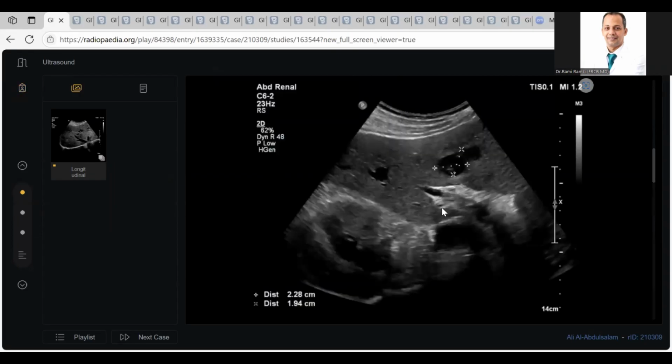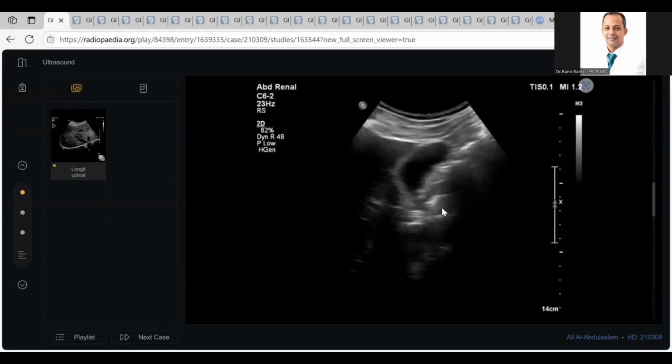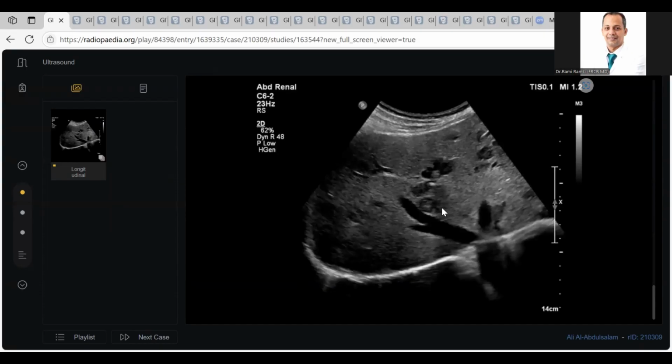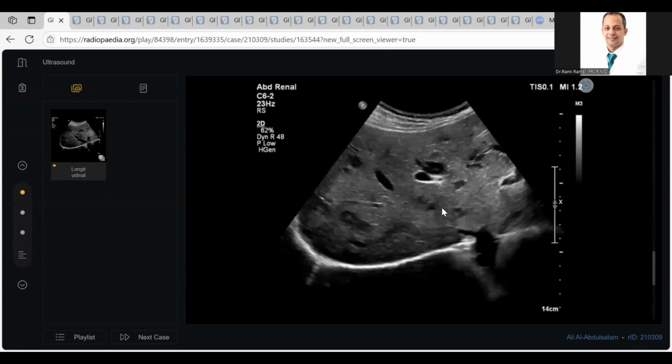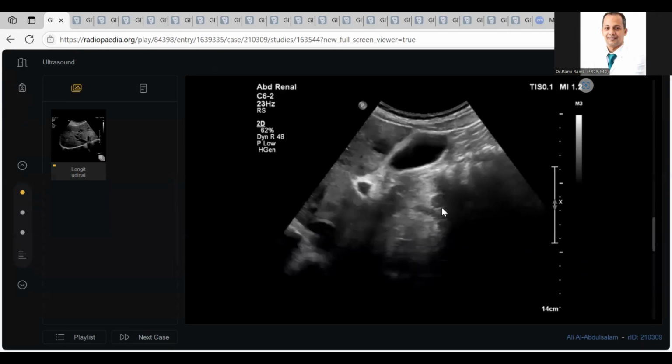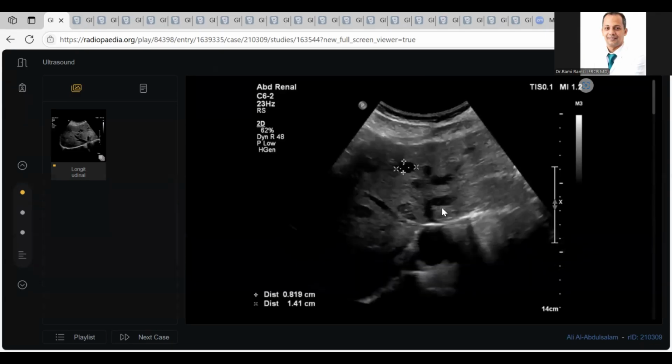This is an ultrasound. These are ultrasound grayscale images of the liver in the right hypochondrium. I can appreciate that there are multiple low echogenicity solid nodules involving both lobes of the liver. Nodules or focal lesions? Focal lesions, low echogenicity solid focal lesions involving both lobes of the liver.